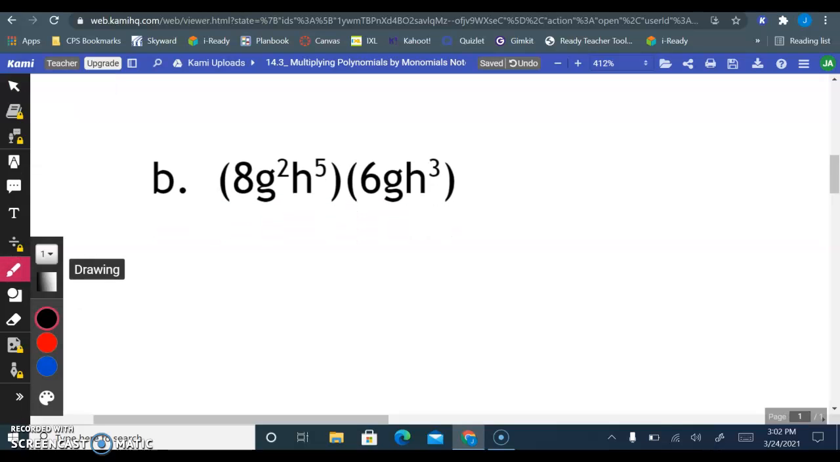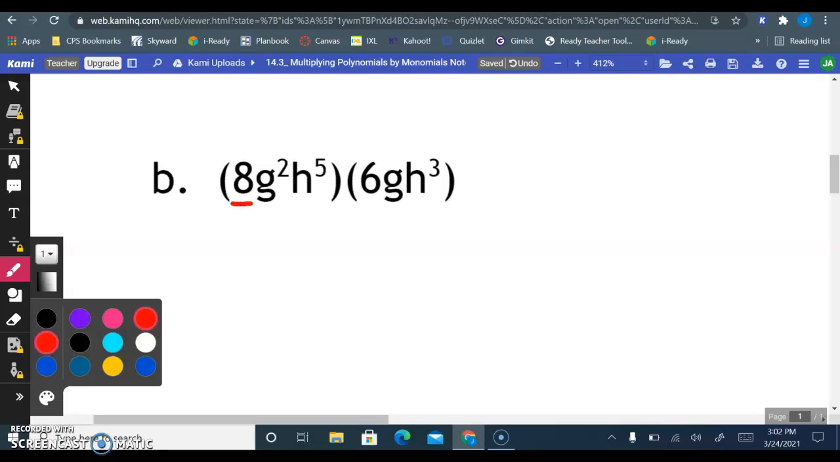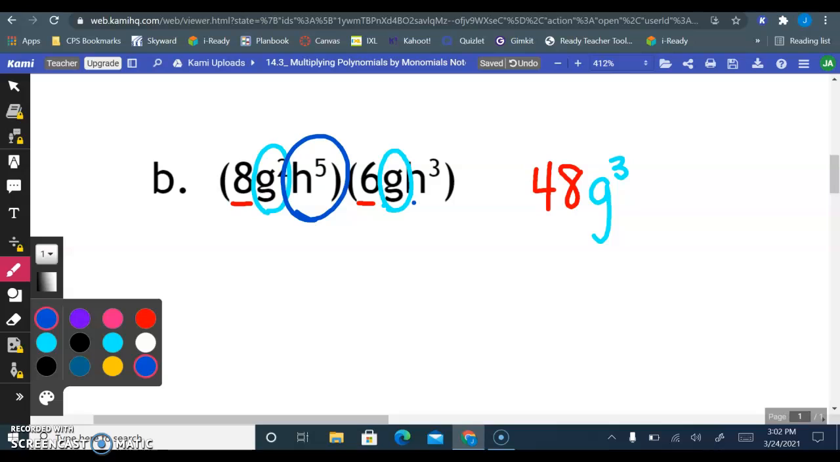Okay, similar here, still a monomial times a monomial. Multiply the coefficients, so 8 times 6 is 48. And then letter by letter, we have g to the 2nd power times g. And remember, if it's just a variable without an exponent, the exponent's actually a 1. So this would be g to the 3rd. 2 plus 1 is 3. And then the h's, h to the 5th times h to the 3rd would be h to the 8th.